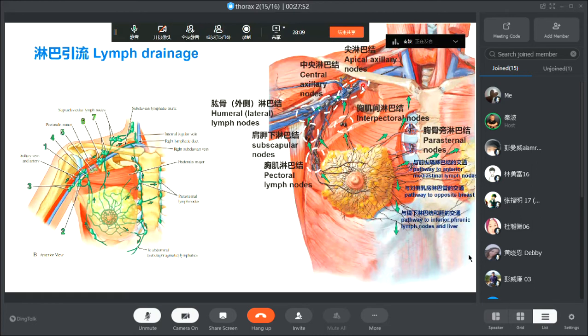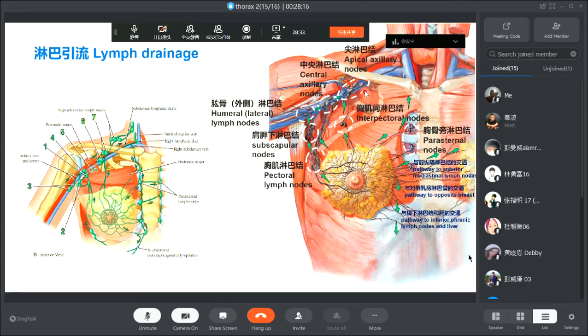I use the right line to person 8. So they have the 1, 2, 3, 4, 5, 6, 7 groups of the lymph node. We can see.